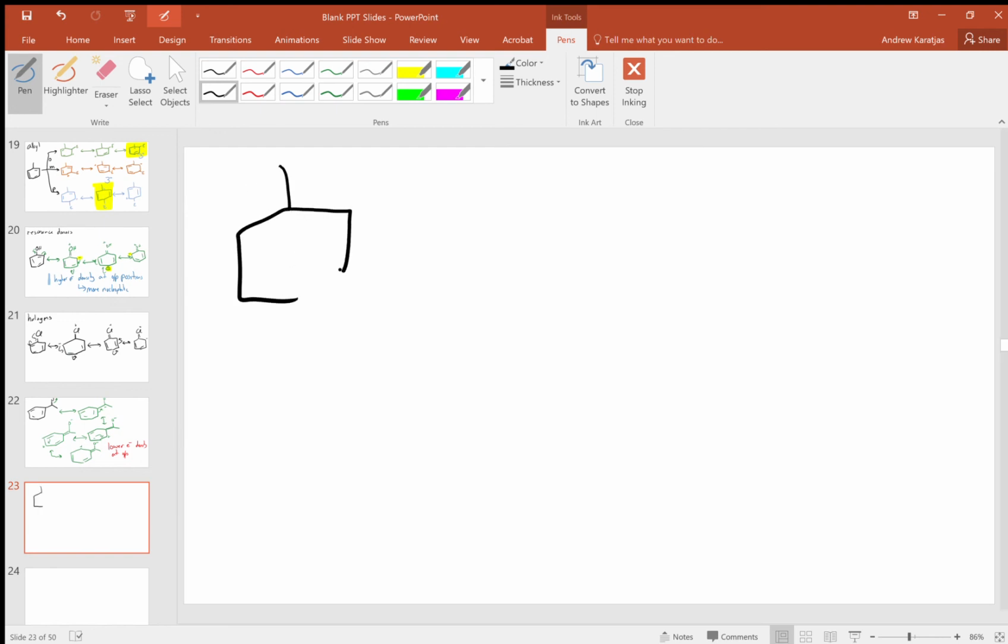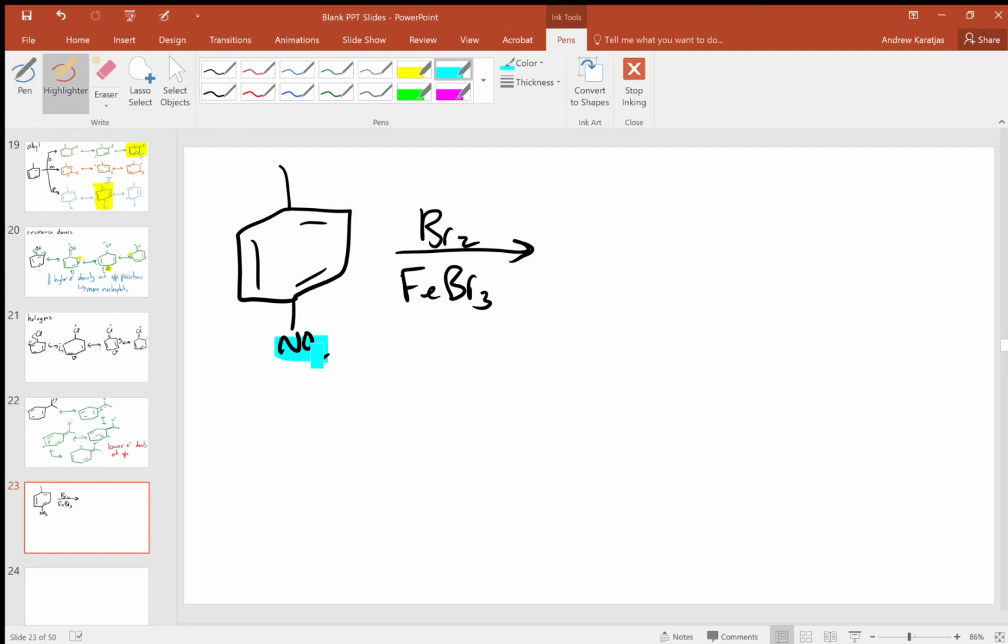Well, sometimes that's not a problem, such as this situation. Let's say we're going to do a bromination here. Well, the nitro group, that's an electron withdrawing group. Electron withdrawing groups, with the exception of halogens, want new groups to go meta. So the nitro is going to direct new substituents to one of those positions.